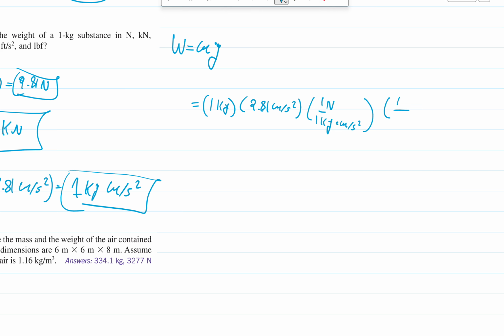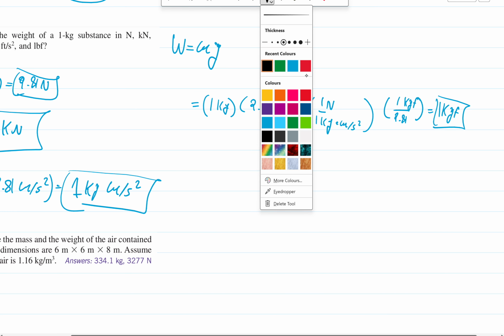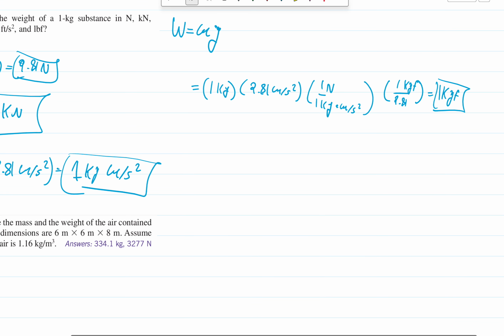1 kilogram force for 9.81. The value is going to become 1 kilogram force. That's going to be our value, since this and this get cancelled out. By the way, this is in newton. And this gets cancelled out. This cancelled out. So this is our final answer.